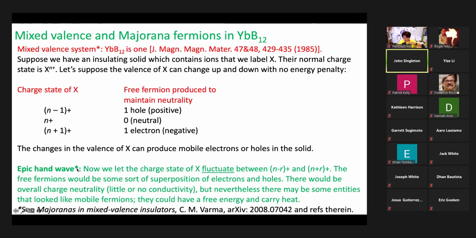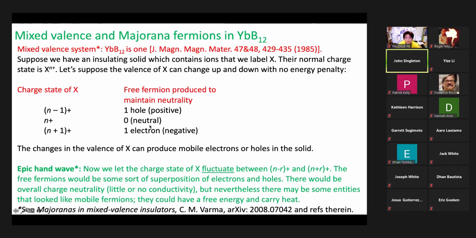Now we do an epic hand wave, which accounts for about 300 equations in this paper. We let the charge state of X fluctuate between n-r, and this can be quite a small r, plus, and n+r plus. So the free fermions that are created, if this thing is fluctuating, wobbling around really fast, are some sort of superposition of electrons and holes. So there would be overall charge neutrality, very little conductivity, but nevertheless there may be some entities that look like mobile fermions. They could have a free energy and carry heat.